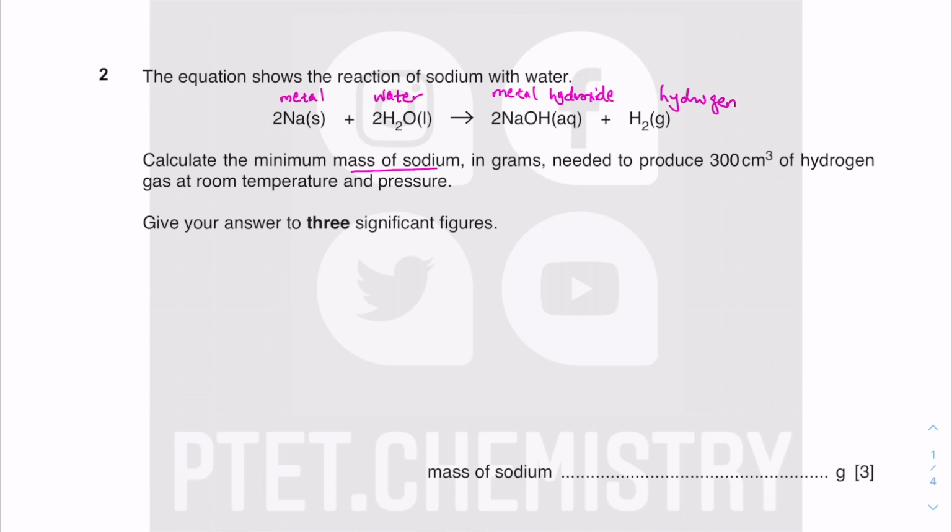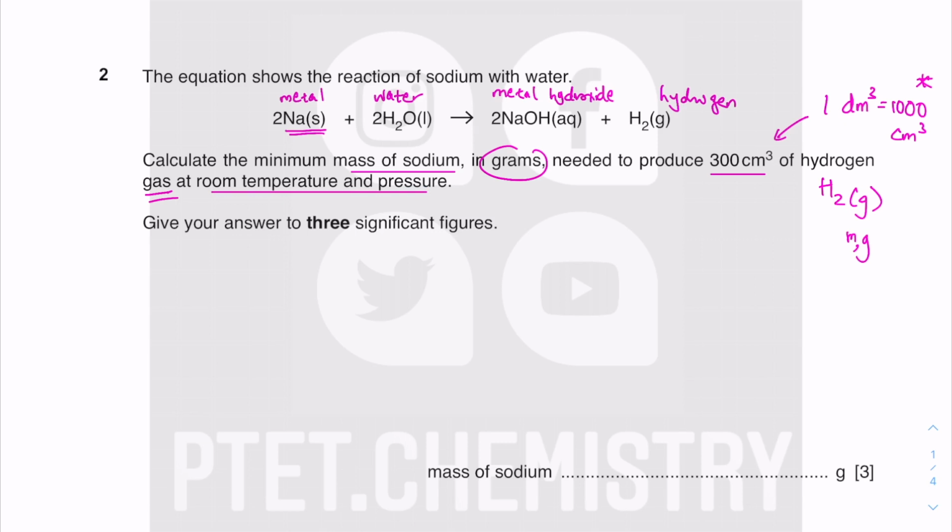Now we need the mass of sodium. We need it in gram. We are producing 300 cm cube. Do not forget that 1 dm cube equal to 1000 cm cube. So be aware of that because the hydrogen is a gas. The H2 is a gas at room temperature and pressure. So the molar volume of the gas is going to be 24 dm cube per mole of the gas. And we're going to give our answers to 3 significant figures, and we'll worry about it when the time comes.